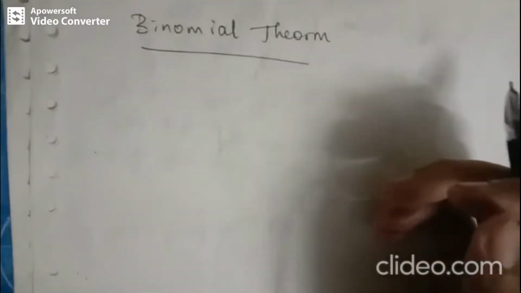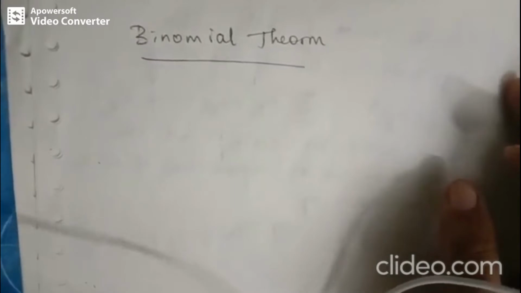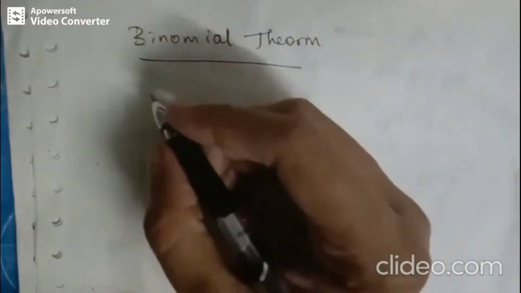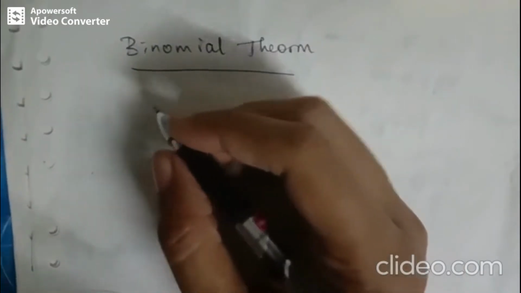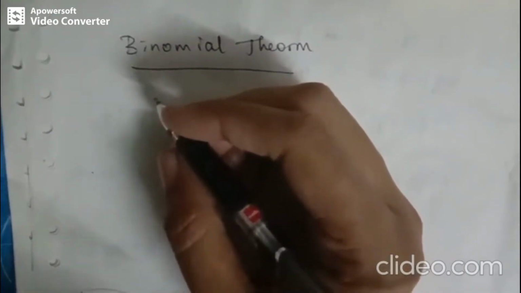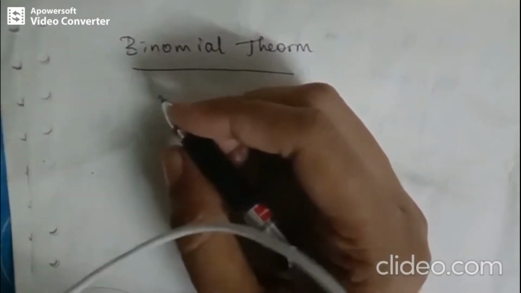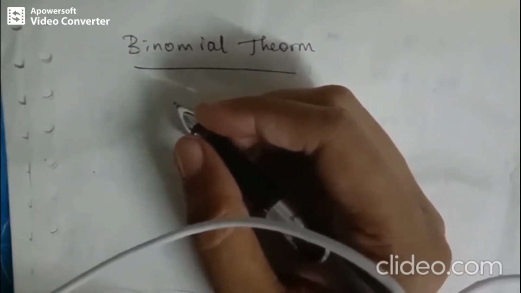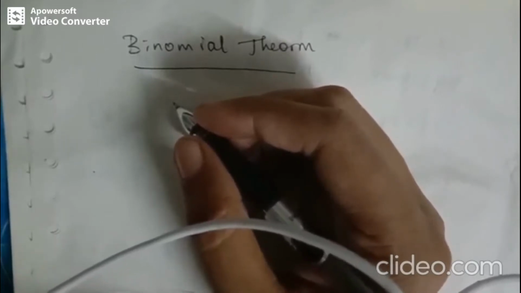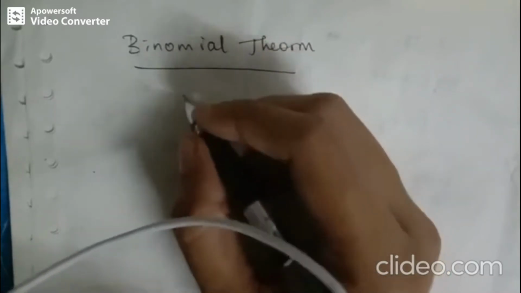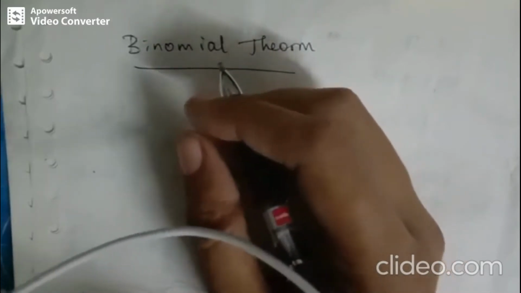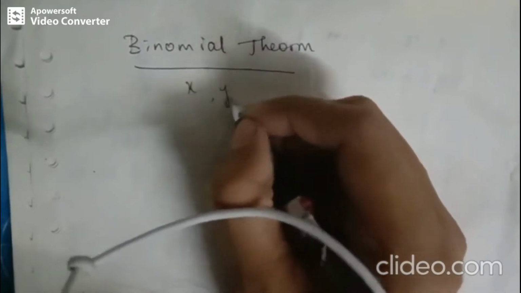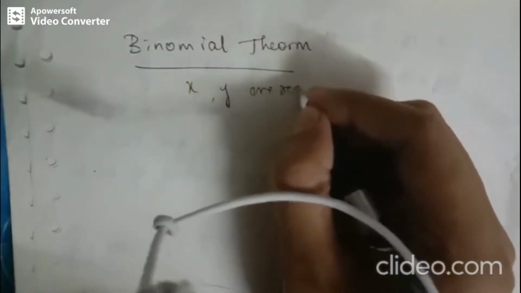So let's look into another concept, that is the binomial theorem, which comes under this module 2. So what is this binomial theorem? Basically, you will be dealing with two terms or two variables. When you deal with two variables, it is called a binomial. And what exactly is the formula for it? For example, let us say x and y are real numbers.